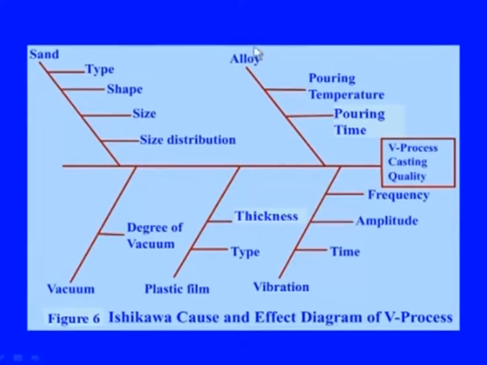Then the other parameter is the alloy based parameters. Here the pouring temperature and the pouring time are the main parameters that can affect the quality of the product. The other group of parameters are vacuum based parameters, in which the degree of vacuum is the main concern. Then the plastic film, in which type of the film and the thickness of the film are the two parameters that matter most. And then the vibration based parameters, in which time of vibration, amplitude of vibration and then frequency of vibration affect the quality of the V-casting process.